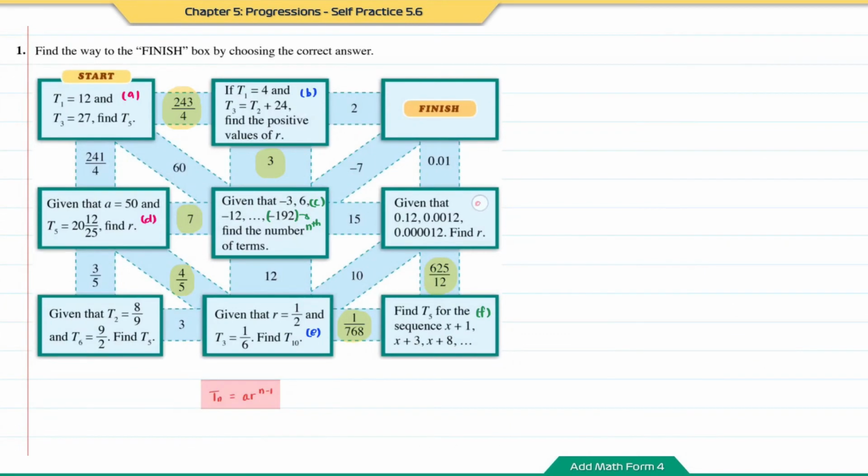So the next question, we are going to label it as question G. Given 0.12, 0.0012 and 0.000012, find R. To find the common ratio R, we're going to divide two consecutive terms. So we're going to take 0.0012 and divide it by the previous term, which is 0.12. So you're going to find that R is equal to 0.01. Therefore, we already finished the box.